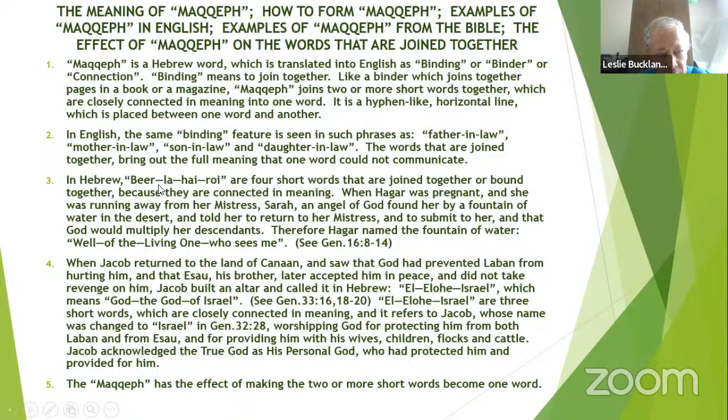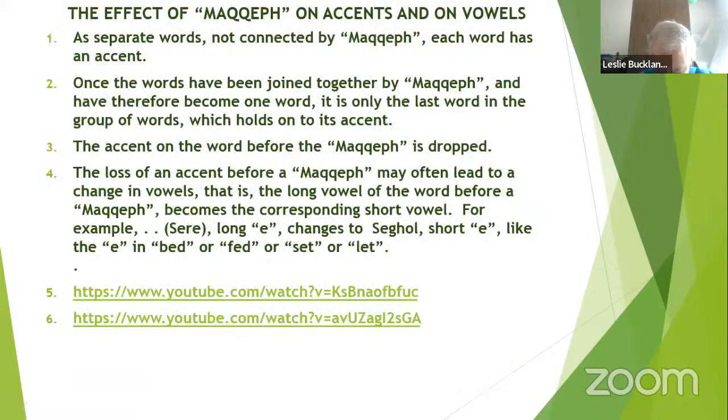The same is true with Be'er Lahairoi. The accent is dropped from this word because of the Maketh. The accent is also dropped from this word because of the Maketh. And the accent is dropped from this word because of the Maketh, but there is no Maketh after Roy, so the accent remains on this last word. So that is what I am pointing out here, that the accent on the word before the Maketh is dropped.